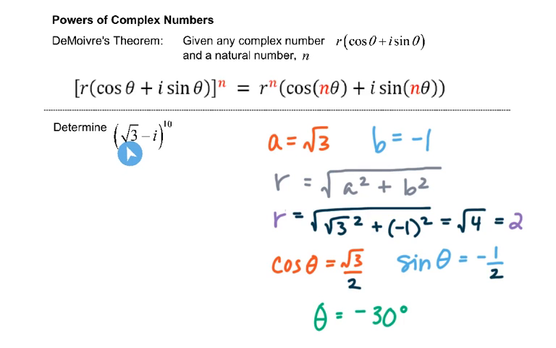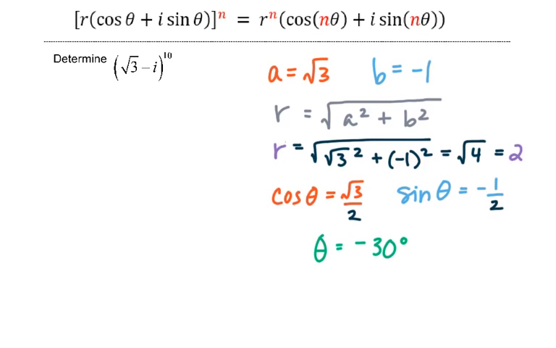So we have our a and our b, root 3 and negative 1. We know that r equals the square root of the sum of those squares. So that gives us that my r value equals 2. Using that r value, I'm able to set up cosine of theta as a over r, sine of theta is b over r, and we're able to conclude using unit circle logic that theta is equal to negative 30.